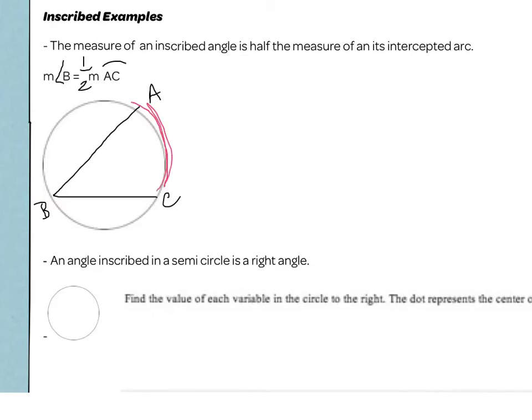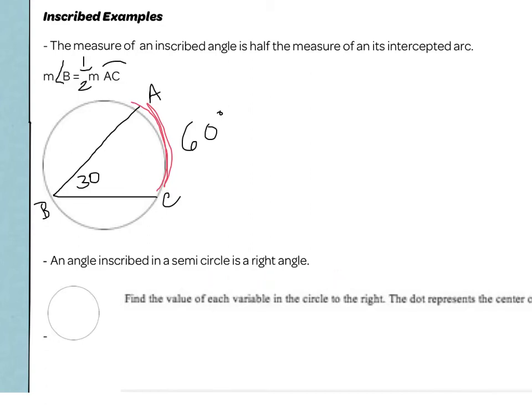So if we knew what arc B was, let's say it was 30, then we could clearly say, well, this arc over here is going to be 1/2 of it. That clearly has to be 60 degrees. Okay?